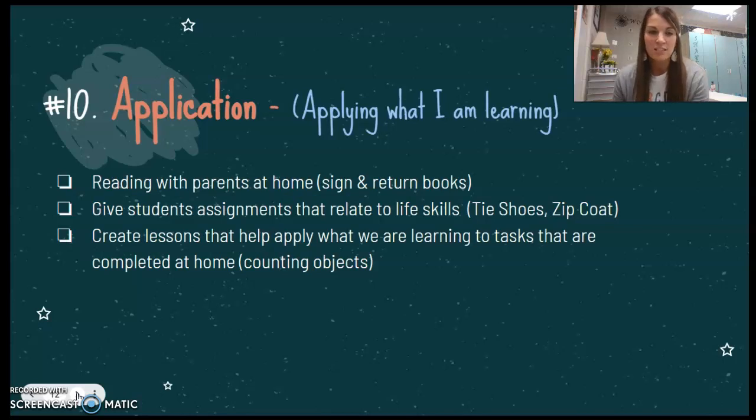And then create lessons that help apply what we are learning to tasks that we are completing. For instance, we have students that go home and say, I counted my Cheerios today. And so they're taking those one-to-one skills that we teach, and they're putting them to use outside of school. And so that's good to see that they're able to do that by themselves.